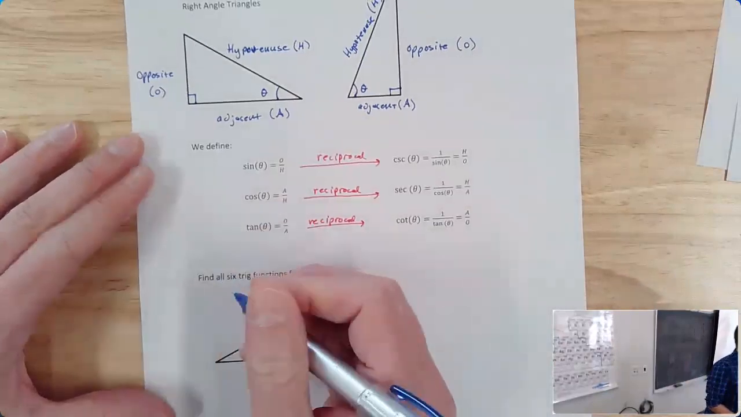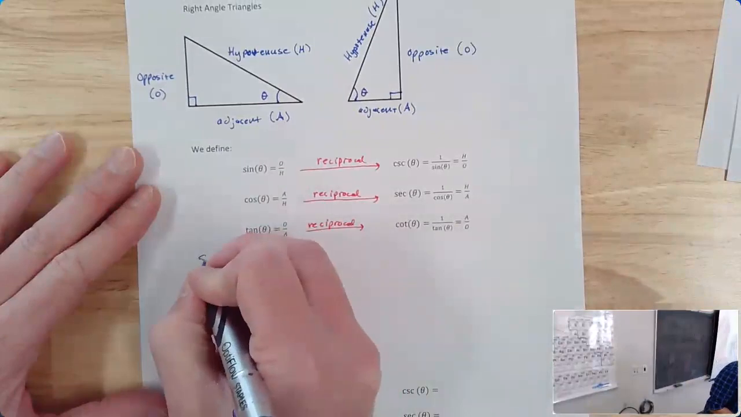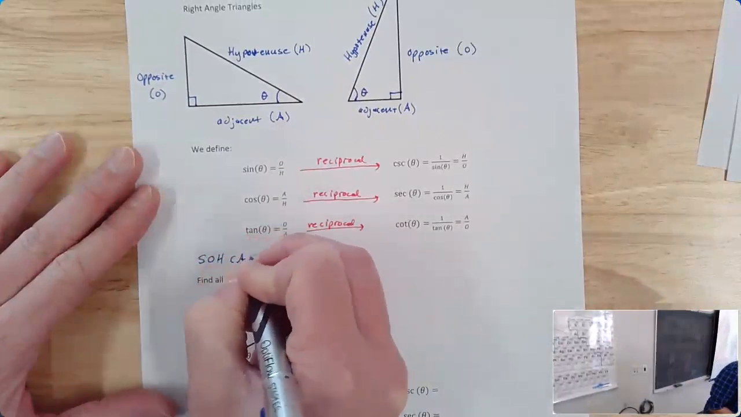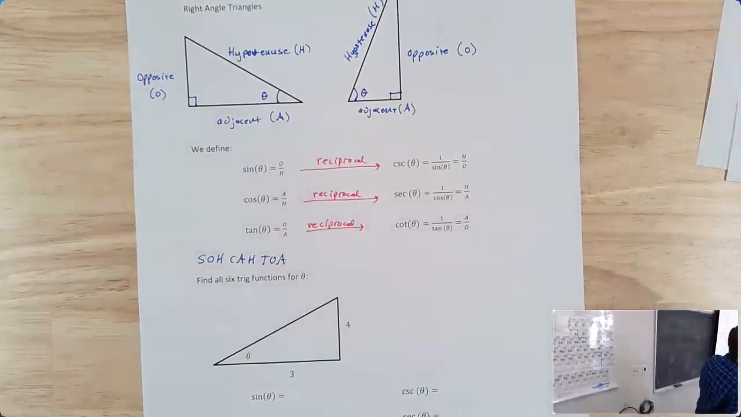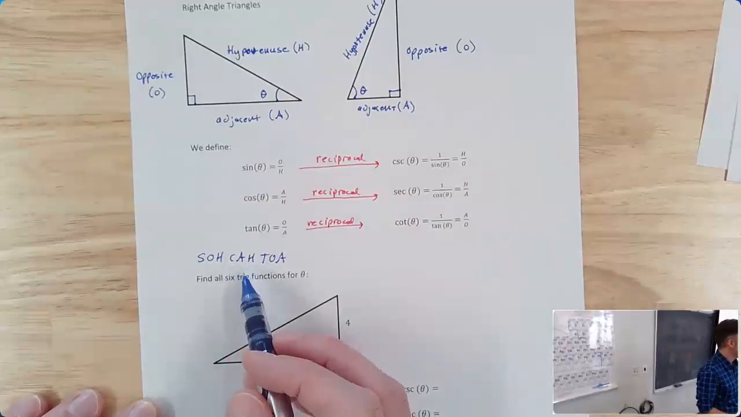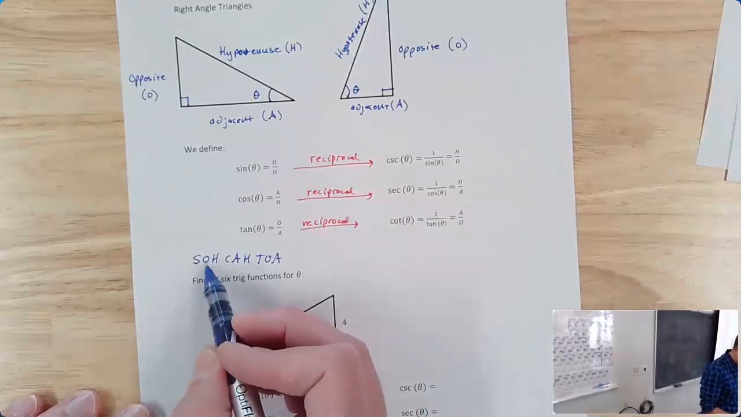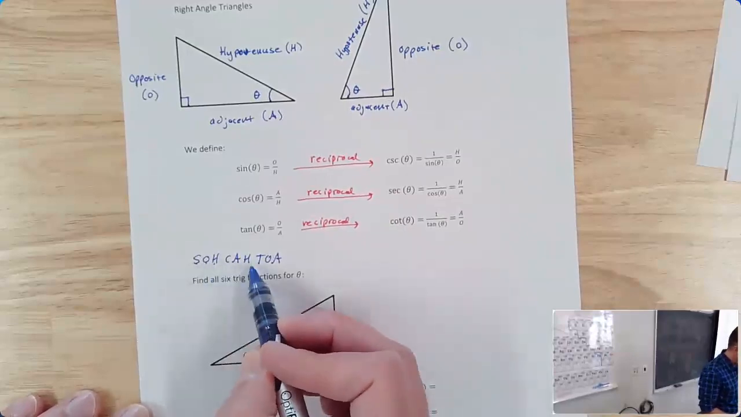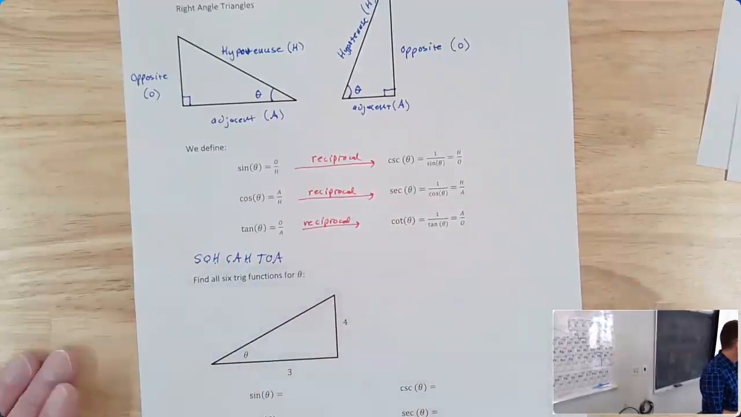I will tell it to you now if you haven't heard it before, or even if you have. I've seen people write this in cooler ways than I'm about to, but I'm going to write it as SOH CAH TOA. Make sure you emphasize the CAH part. SOH, sine is opposite over hypotenuse. CAH, cosine is adjacent over hypotenuse. TOA, tangent is opposite over adjacent.